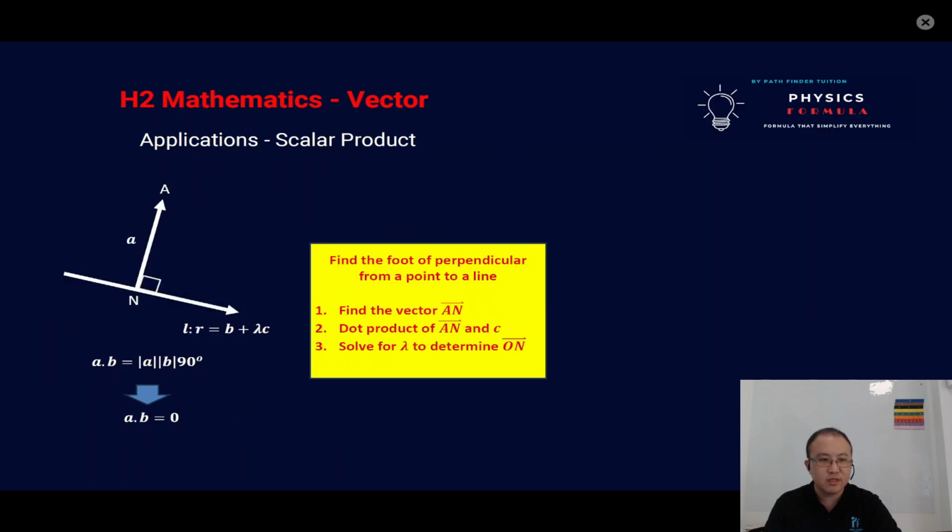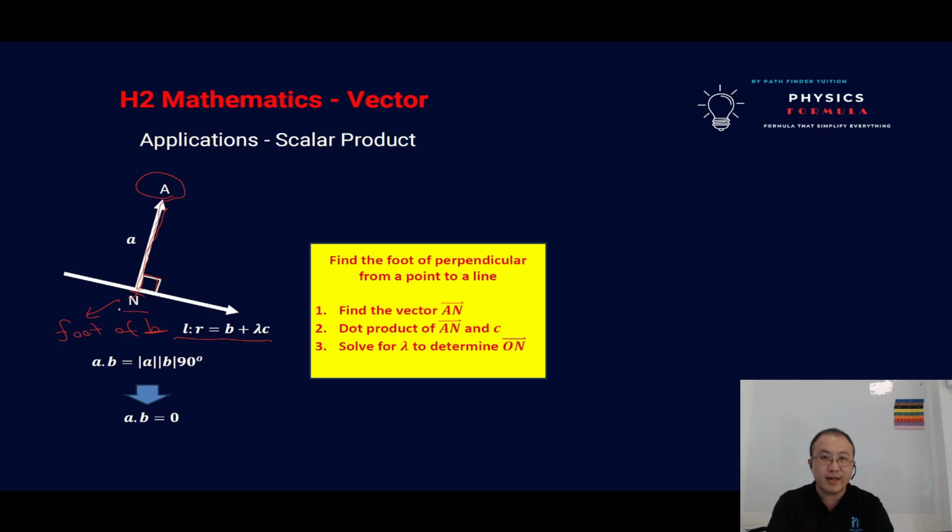Now let's continue. The second thing is to talk about how we use the scalar product to find the foot of perpendicular. What exactly is the foot of perpendicular? Let's say you have a point A here and a line L at the bottom. If I draw a line from point A to the line L perpendicularly, it cuts the line at a point known as N. This N is known as the foot of perpendicular. These are things you're expected to know how to do before we can even do a question.